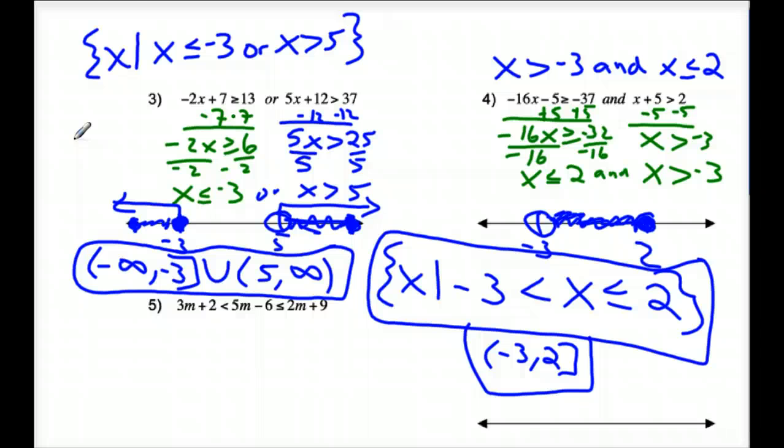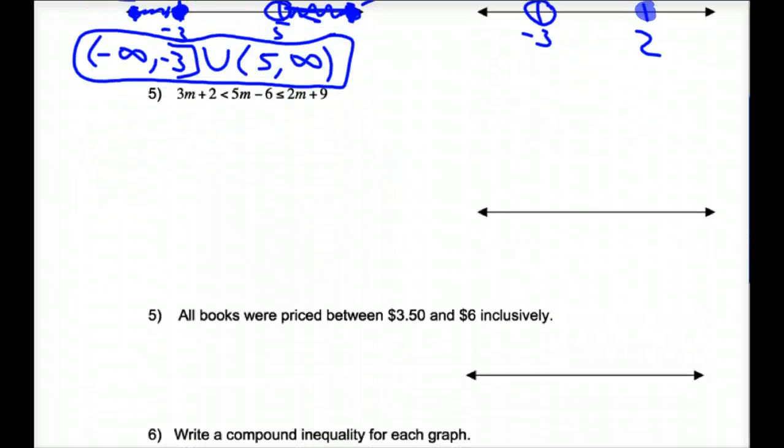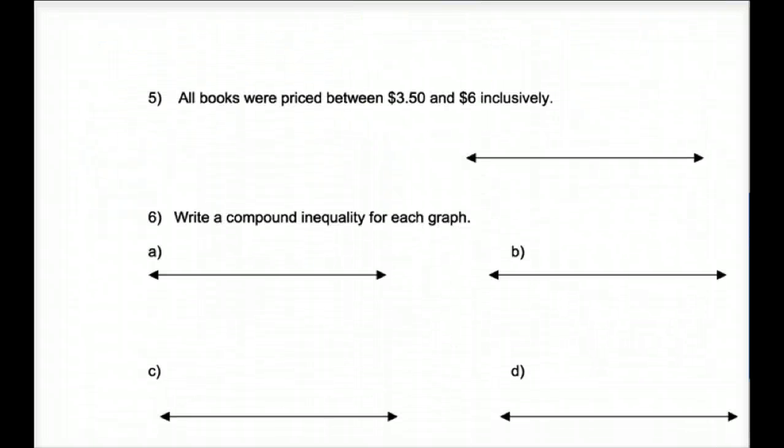All right. Did we get 5 done yesterday? We first did the first 5. Thank you. There are 2 fives. The second 5 is really pretty easy. Did we talk yesterday about the word inclusively? What that means? Included. So that means these prices are included in the price of the books. So what variable should we use for price? P. Everybody put a P. Let's try to write that compoundly. Everybody put the smaller number to the left and the bigger number to the right.